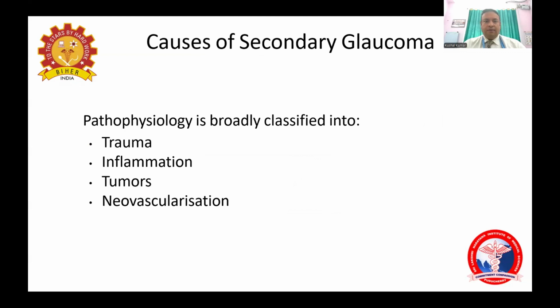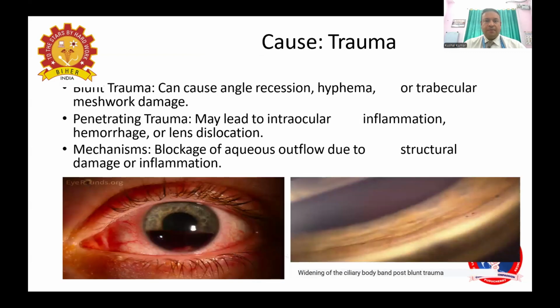The causes of secondary glaucoma can be broadly classified as traumatic, inflammation, tumors, and neovascularization. So, the main cause being trauma. It could be blunt trauma that can cause angle recession, hyphema, or trabecular meshwork damage. There could also be penetrating trauma, which may lead to intraocular inflammation, hemorrhage, or lens dislocation. The mechanism is blockage of the aqueous outflow due to structural damage or inflammation.